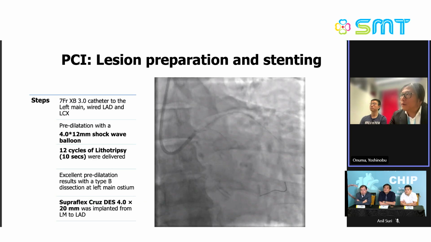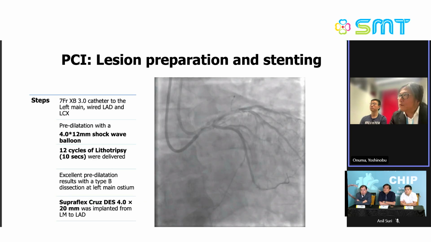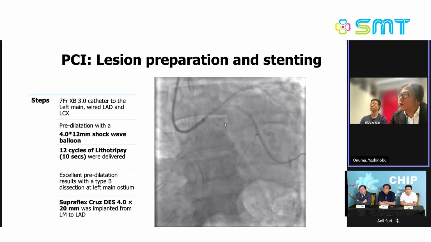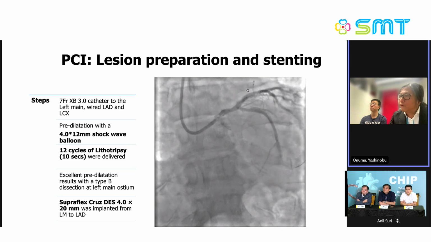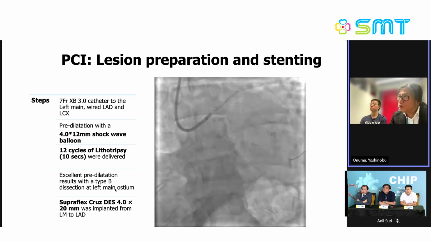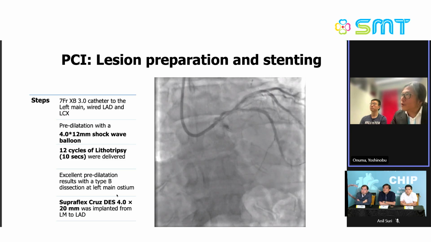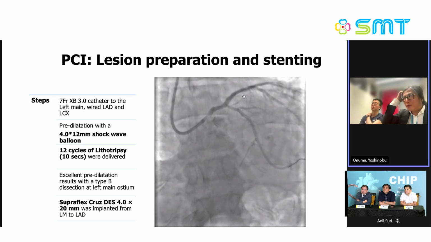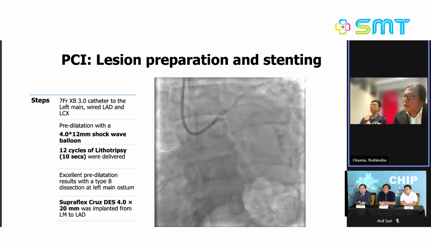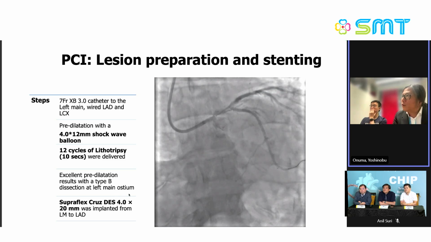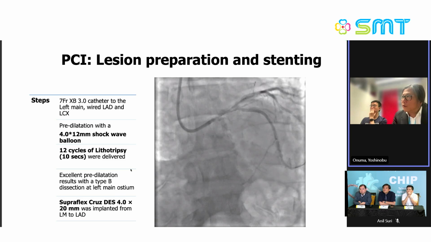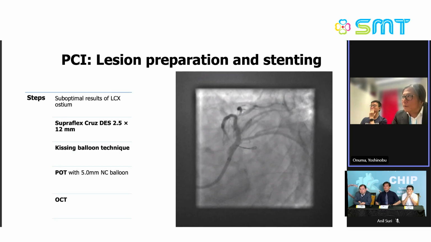There was a good predilatation, but there was some dissection after this predilatation, so we decided to go straightforwardly for the Supraflex Cruz. Initially, we thought 3.0, but for the LAD, the vessel looks a little bit larger than 3.0, so the operator decided to go for the 4020 millimeter Supraflex Cruz. It's inserted from the left main to the LAD.